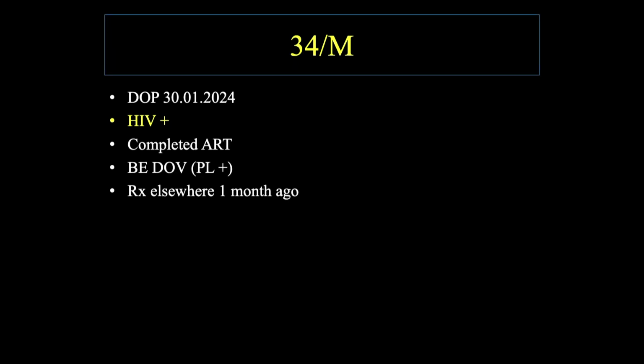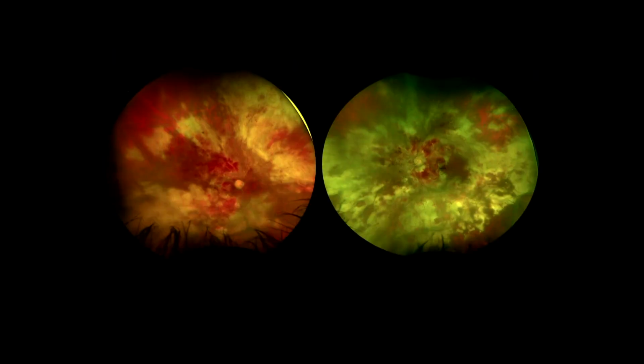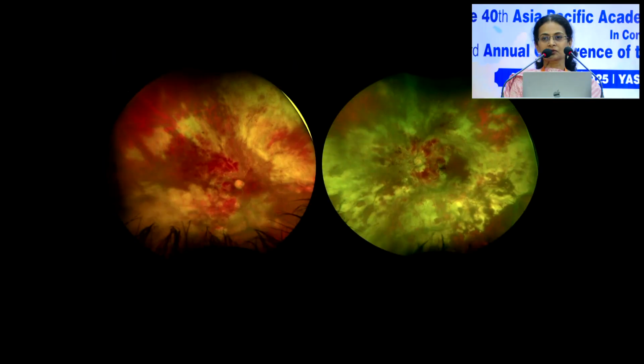So this is the first case, of a 34-year-old male. I'm not going into literature because I was strictly told it has to be case-based. He presented in January last year, a known HIV positive, who had completed ART therapy. He had decreased vision in both eyes, light perception in both. He was treated elsewhere 1 month ago, and this was the fundus picture of both eyes.